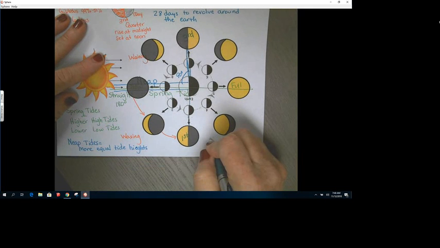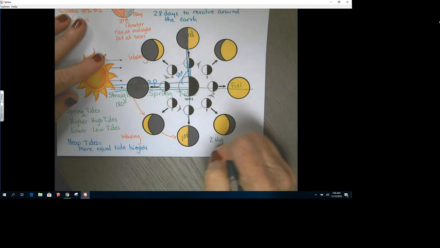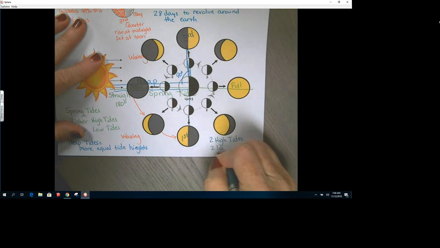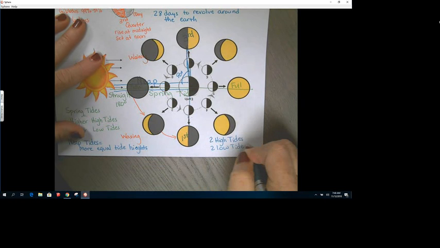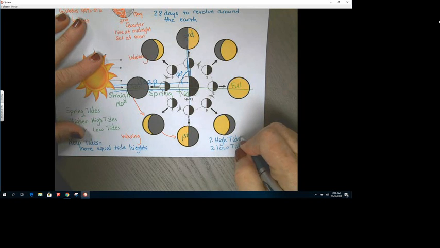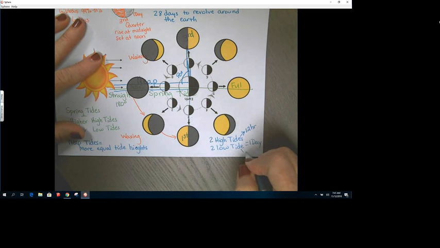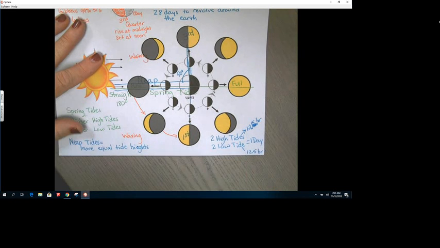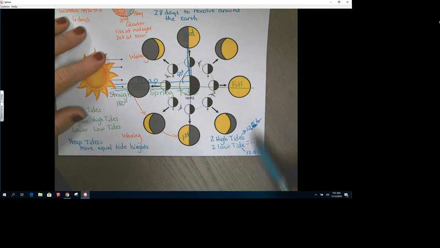Typically we have 2 high tides and 2 low tides equals 1 day. So a high tide to a high tide is 12 hours, and a low tide to a low tide is 12 hours. Actually, guys, I'm going to tell you it's more like 12 and a half. Otherwise, we would have the same time every day as I've talked to you. We just tend to round it up. Okay, so you've got 12 hours and 12 hours.